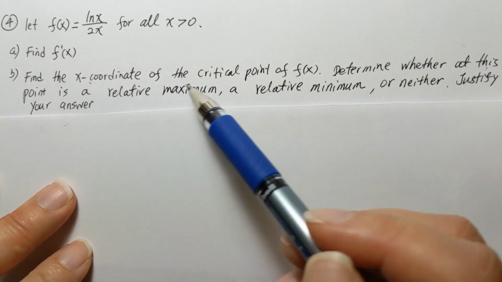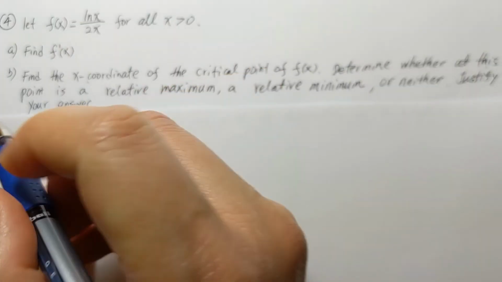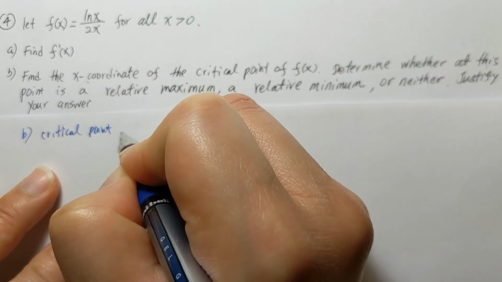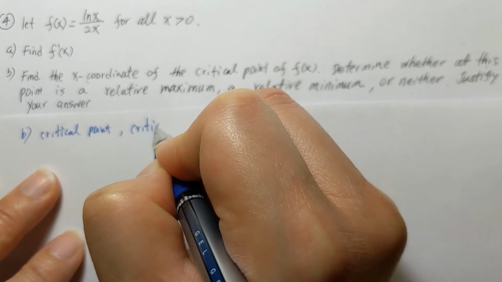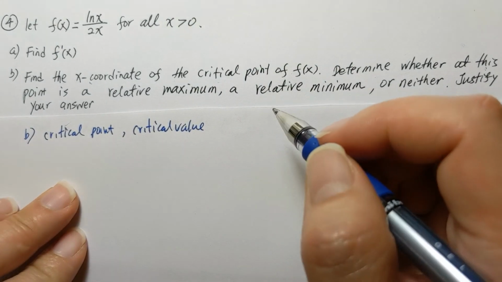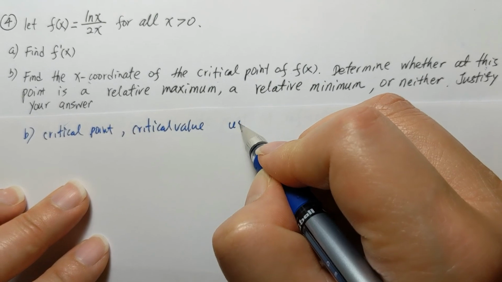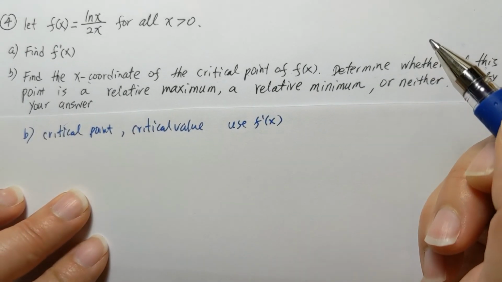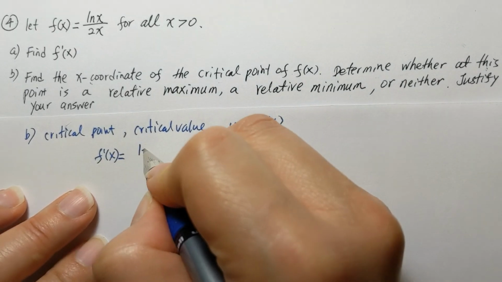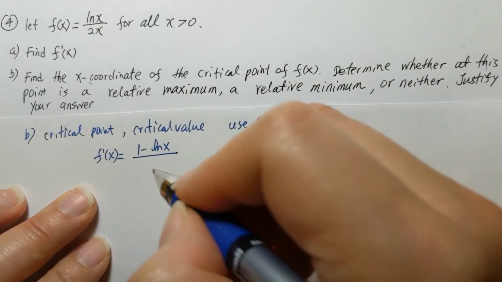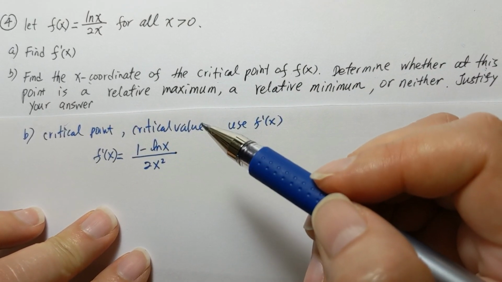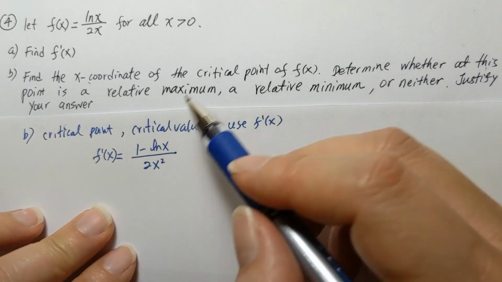So you have to find the critical point, in other words, critical values. Critical point is the same thing as critical value. You have 2 names. So in order to find the critical point and critical value, we have to use f prime of x. So let's take a look at f prime of x. From part A, we got 1 minus ln x over 2x squared. This time we get a fraction. In the last 2 weeks, we never got a fraction. We just made it equal 0.